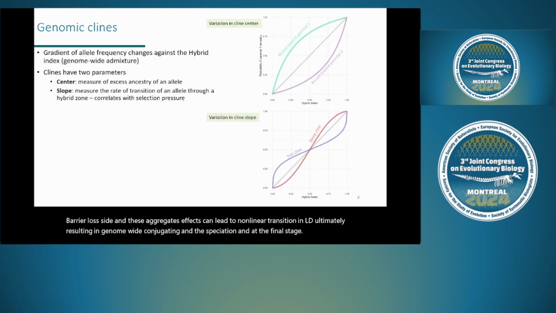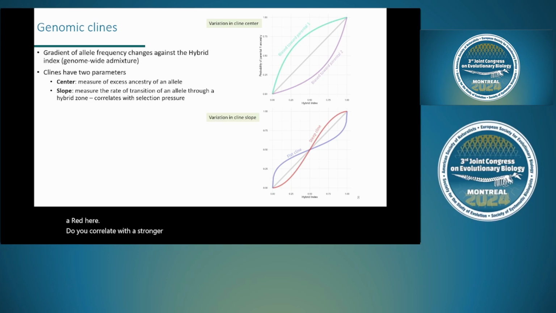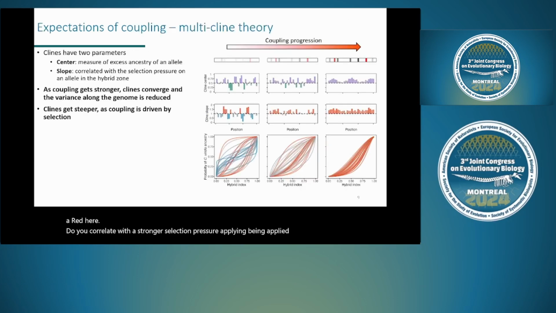Quickly, I want to go over genomic clines because they're central to this work. They represent the gradients of allele frequency change against the hybrid index, or the genome-wide admixture. They are characterized by two parameters. The center, which measures the excess ancestry of an allele, so basically whether the allele is biased towards one parent or another within the hybrid zone. And the slope, which measures the transition rate of an allele through the hybrid zone. What's important to note is that steep clines, what you see in red here, do correlate with a stronger selection pressure being applied on this allele.